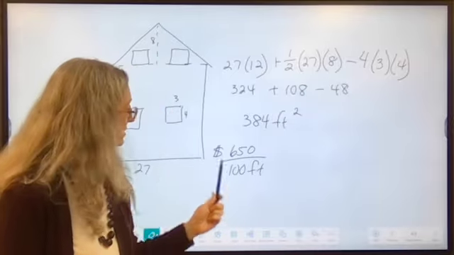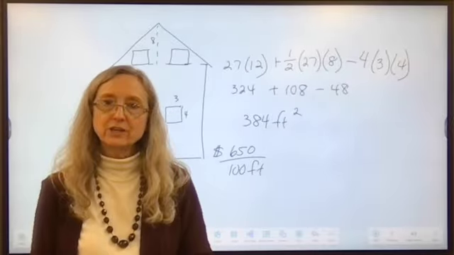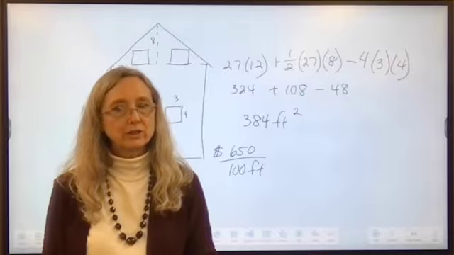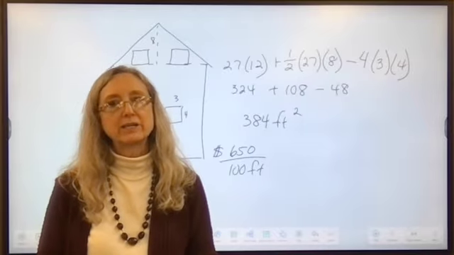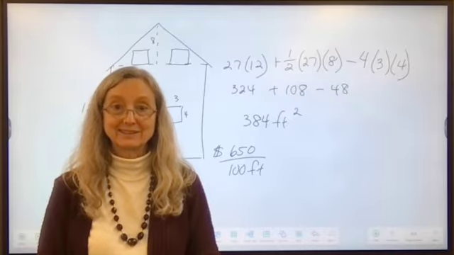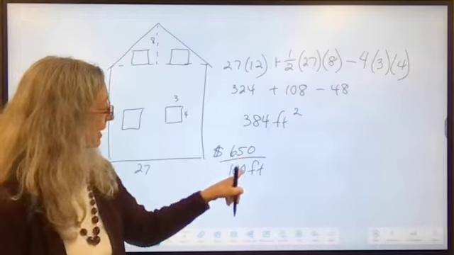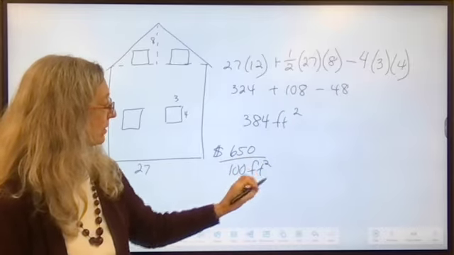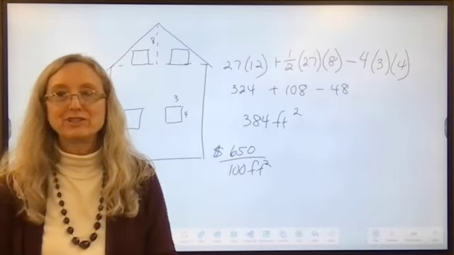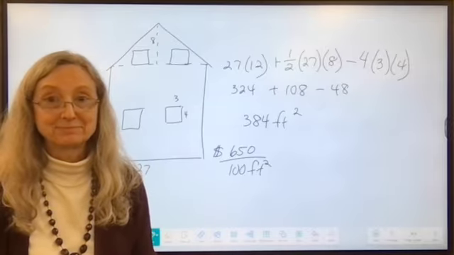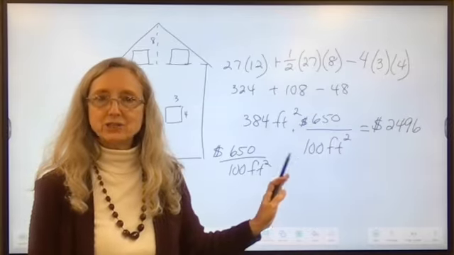The contractor sells it to me for $650 for each 100 square feet. What's my total cost going to be? So I take my square footage and I multiply it by 650 for every 100 square foot, and it looks like this. So I multiply straight across.